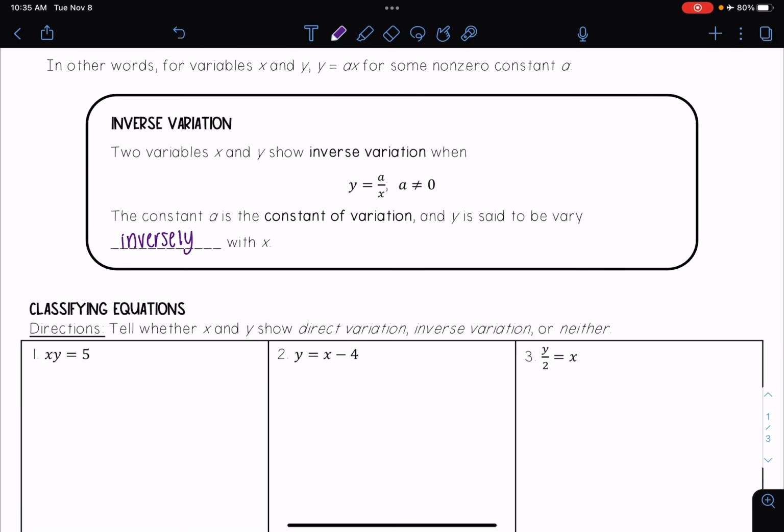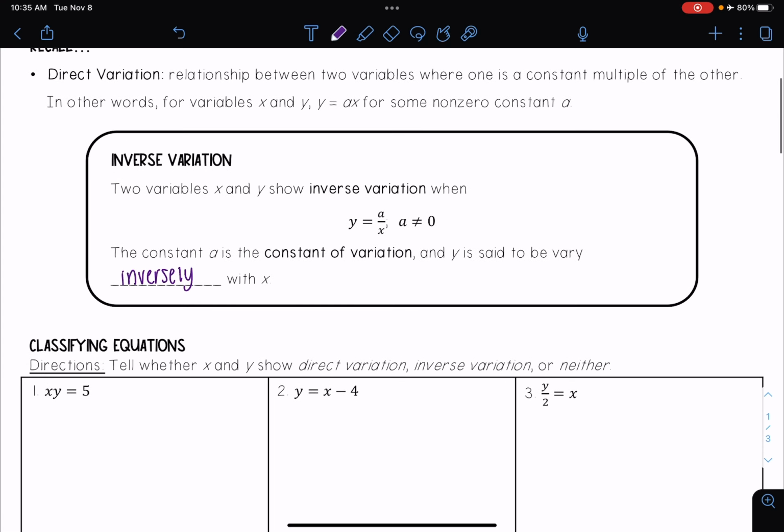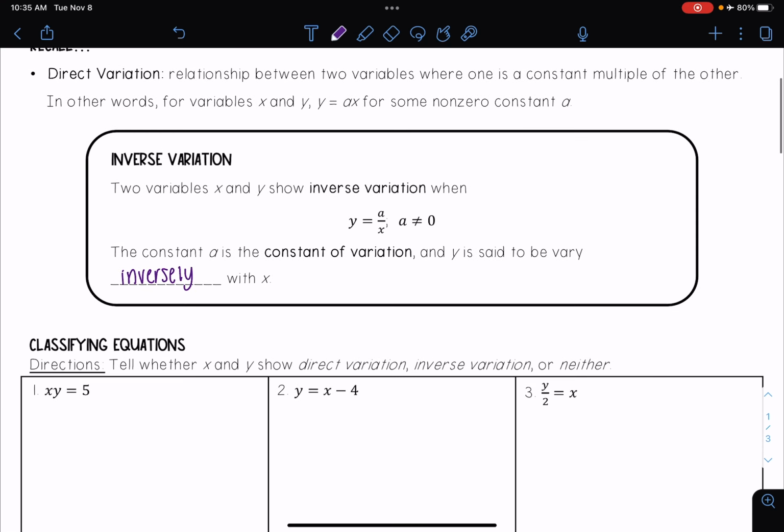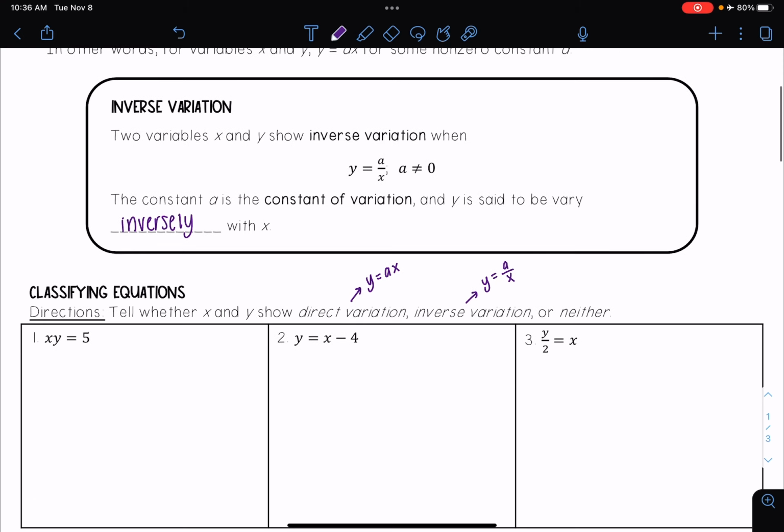So for this first example, we're going to look at classifying equations. We're going to tell whether x and y show direct variation, inverse variation, or neither. So remember, direct variation is when y is equal to some number a times x. Inverse variation is where y is equal to some number divided by x. And neither will show either of those.